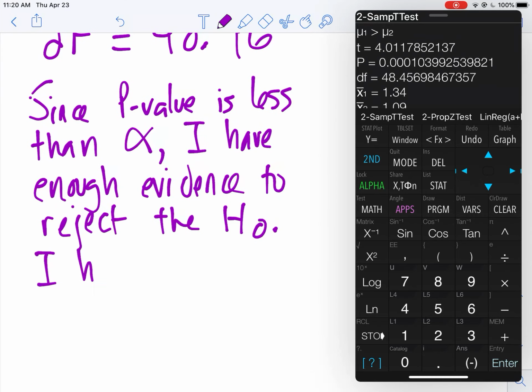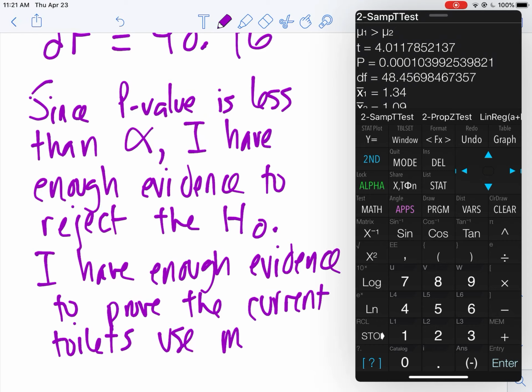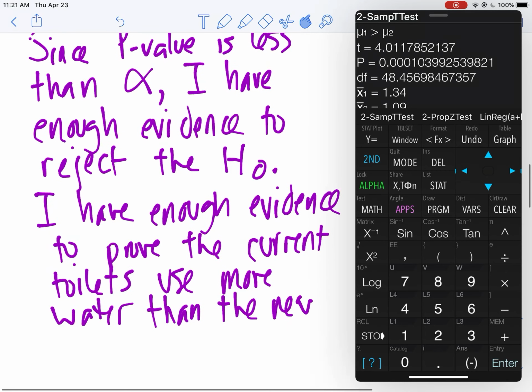So I have enough evidence to prove the current toilets use more water than the new toilets. All right, cool. And we're done here.